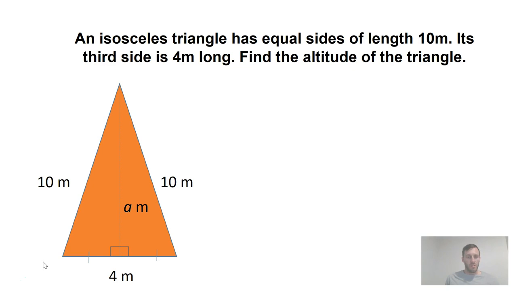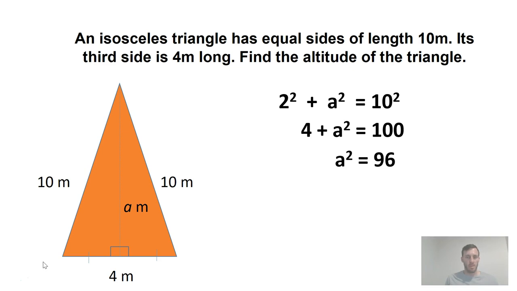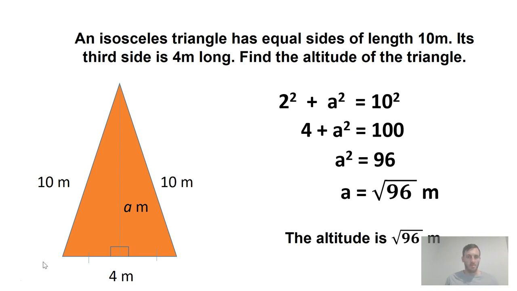Now we can use Pythagoras' theorem to find the length of the altitude. We write 2 squared plus a squared equals 10 squared. 4 plus a squared equals 100. We take 4 away from both sides, and we get a squared equals 96. We square root both sides, and we get a equals the square root of 96 meters. That's our exact answer. So therefore the altitude is the square root of 96 meters.